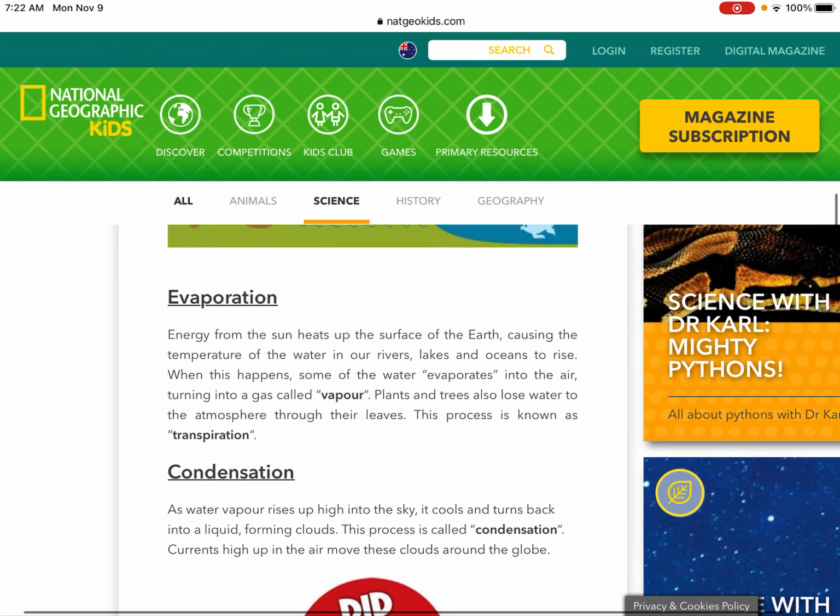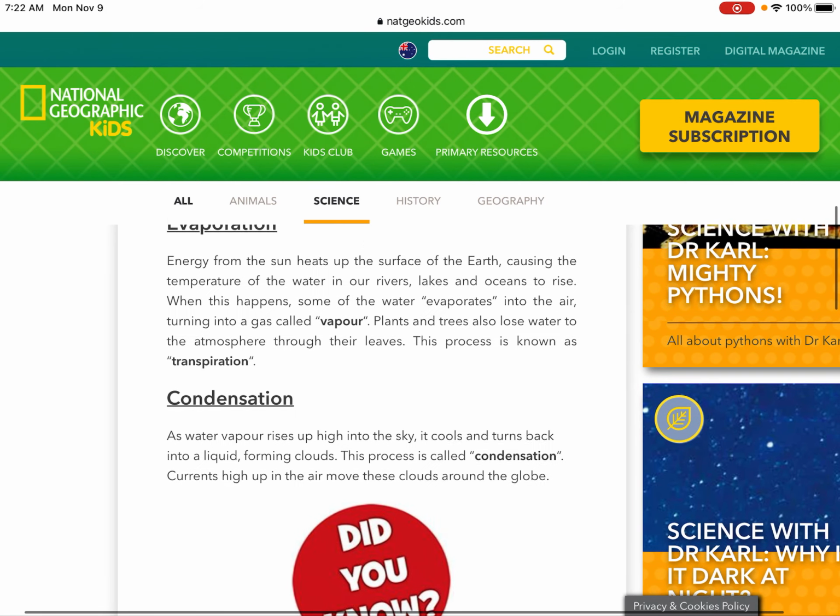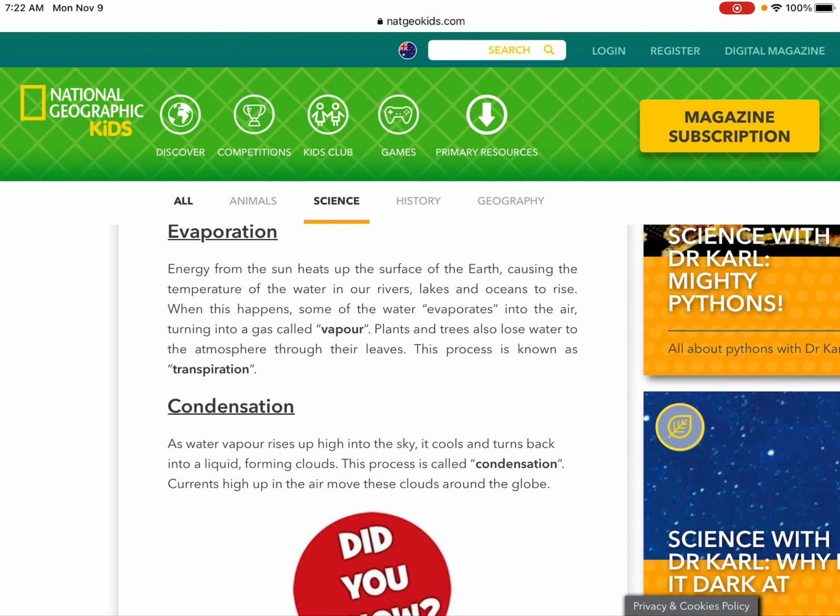Evaporation. Energy from the sun heats up the Earth's surface, causing the temperature of the water in our rivers, lakes, and oceans to rise. When this happens, some of the water evaporates into the air, turning into a gas called vapor. Plants and trees also lose water to the atmosphere through their leaves. This process is known as transpiration.